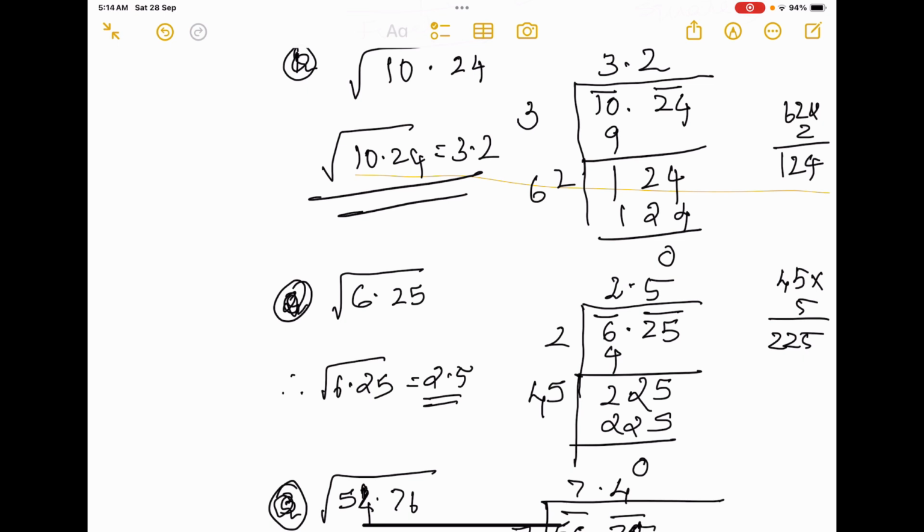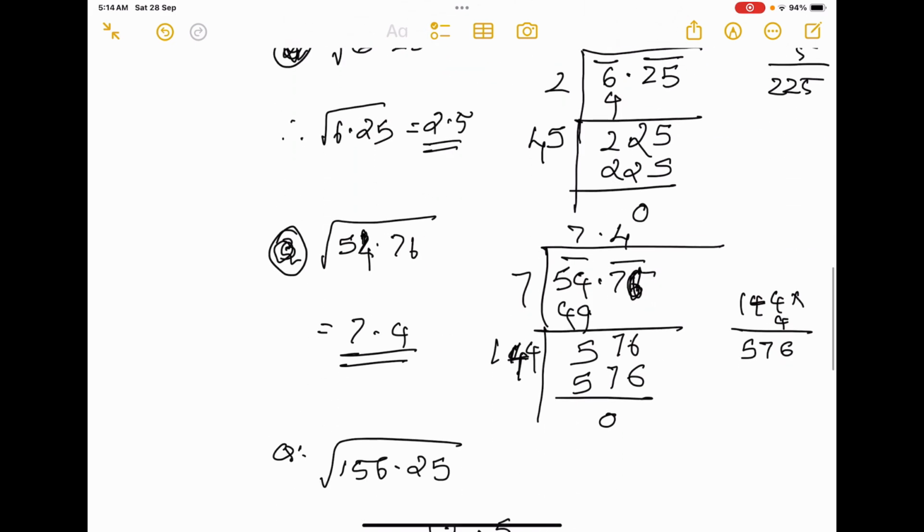Twice of 2 on the left side of this 225, that is 4, leaving one place for the next digit. Then here it ends in 5, so write 5. 45 into 5, 225. So we can write 5 in the quotient. Writing 45 into 5, 225 below 225, subtract it, we get 0. So this is a perfect square. So root of 6.25 equals 2.5.